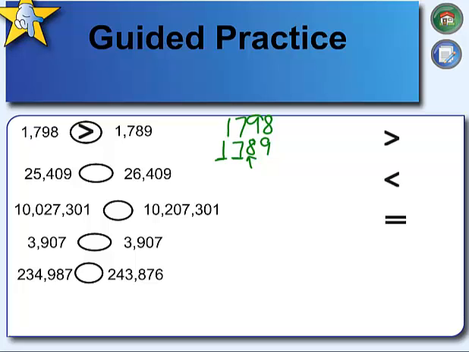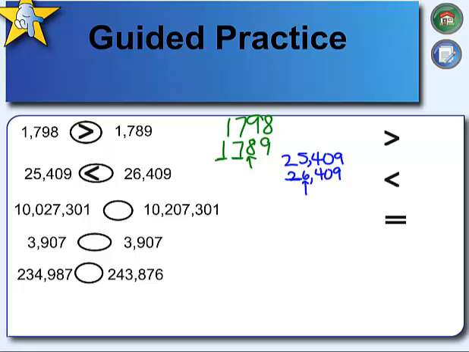The next one, we have 25,409 and 26,409. The 2s are the same, but I see we have a 6 and a 5. The 6 is larger, so we want that to be the larger number. So we must put in the smaller than symbol. 25,409 is less than 26,409.